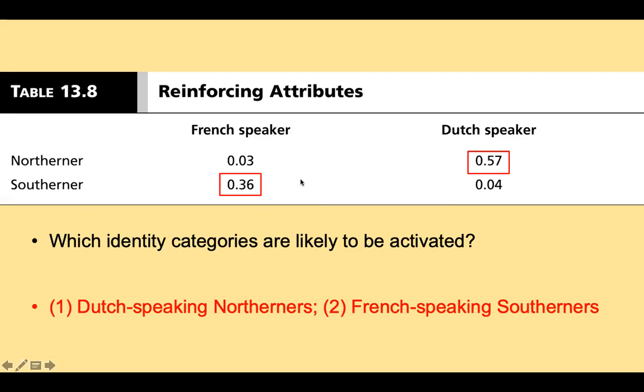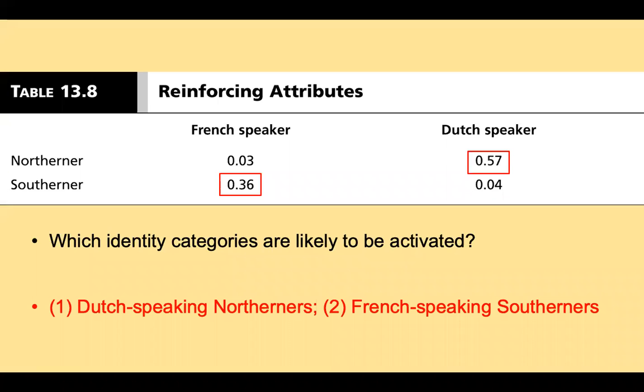So we have two groups, or two identity categories, that are likely to be activated. Those groups are the Dutch-speaking Northerners, 50% of the total population or electorate, and then the French-speaking Southerners, 36% of the total population. As was pointed out, 57% of the electorate is Dutch-speaking in the North. That's the single largest block. That's going to be the block that will be the most politically useful to a politician.